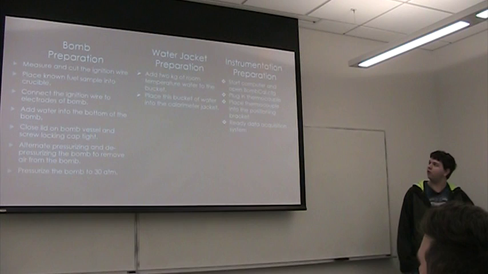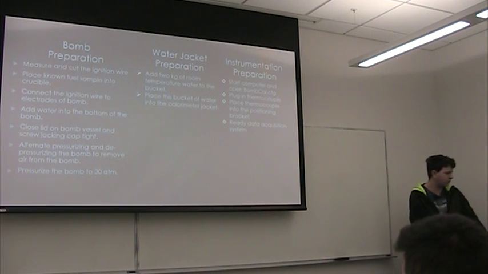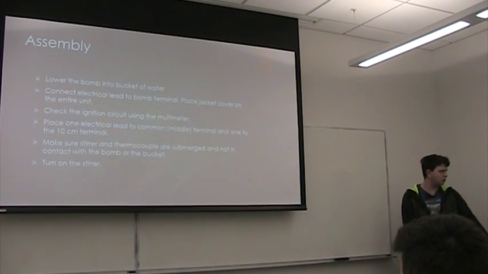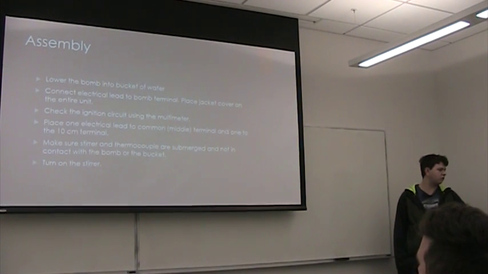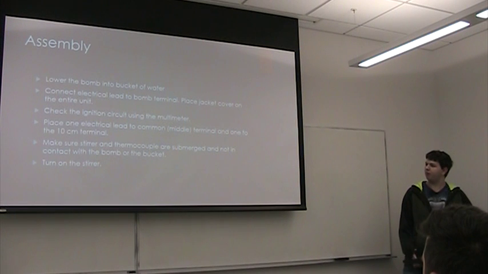Then the water jacket itself is just a bucket, pretty much. You fill it up with 2 kilograms of water and place that into the actual calorimeter. For the instrumentation, you start up all the data acquisition, make sure it's working right, then get it ready for recording data. Put the bomb into the bucket of water, connect all your wires and electrical leads, and check the ignition circuit for continuity, making sure it's a nice closed circuit. Make sure the stir thermocouple isn't attached to anything like the bomb or the bottom.